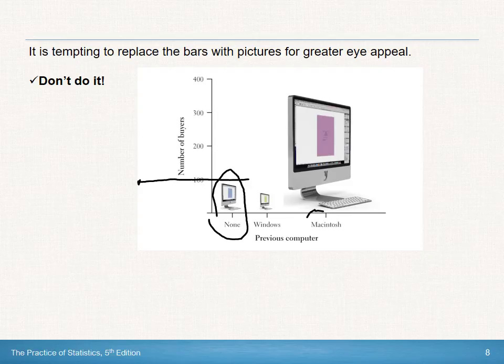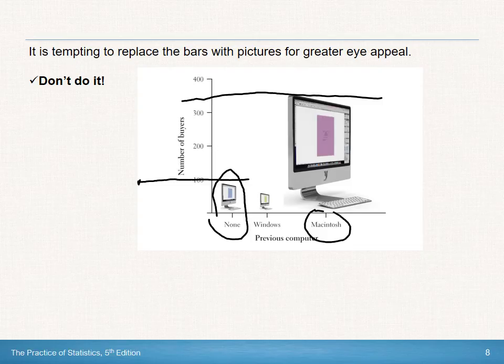The people who had Macs bought about 350 computers. But if you just looked at the pictures, the Mac people look so much bigger than the people who had no computers because of the picture. In the picture, it seems that it's not just 3.5 times as many people. It looks like it could be 10 times as many people, because not only is the picture of the computer taller, but it's also wider.